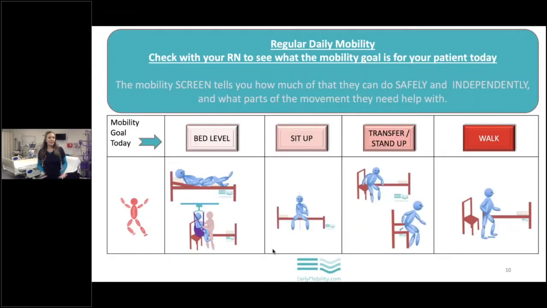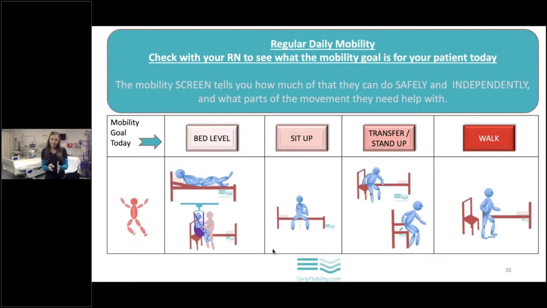So let's assume that the patient has been screened for medical contraindications. They are ready to get up and move. We have to set a mobility goal for the patient, and we have to screen them to see how much of that goal, remember, that they can do safely and independently, and which parts of that movement they need help with. Now, we're not talking about passive transfers anymore. The rest of this module, we are going to be talking about regular daily mobility.